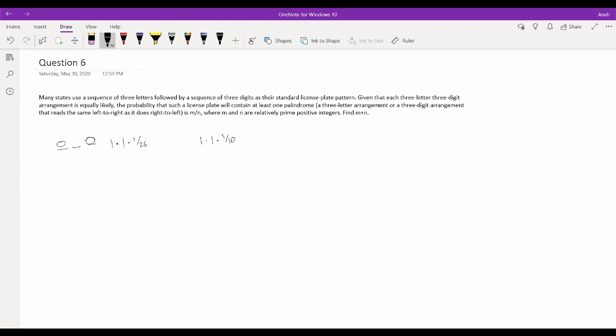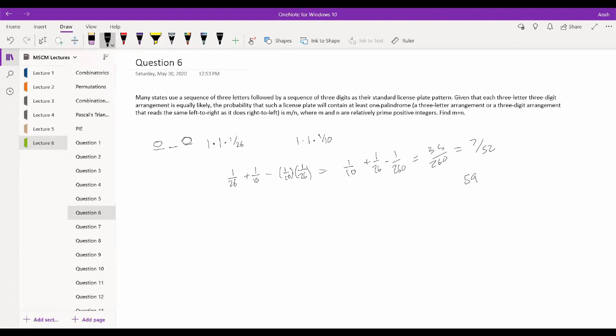Because there are cases where both the numbers and the letters form palindromes. So we have to use the principle of inclusion and exclusion to find the union. So the probability would be 1 over 26 plus 1 over 10 minus the probability of both of them happening. As they're independent events, we can just multiply them together, because one happening does not change the probability of the other one happening. So if we expand this over a common denominator, this becomes 1 over 10 plus 1 over 26 minus 1 over 260 equals 35 over 260, which simplifies into 7 over 52. Given that the problem is asking us for m plus n, our final answer would be 59 for this problem. Okay, moving on to the next problem.